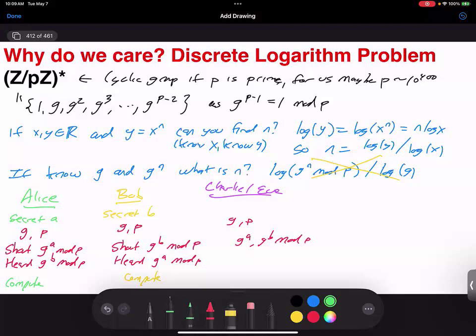So what can you do? You know G to the A, G to the B, and you have A, and Bob knows G to the A, G to the B, and knows B. How can Bob and Alice combine these things in a similar way so that they'll end up at the same thing?